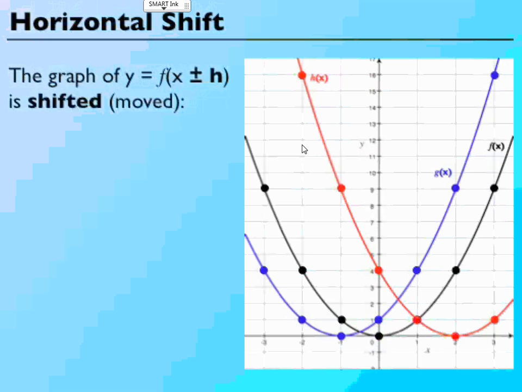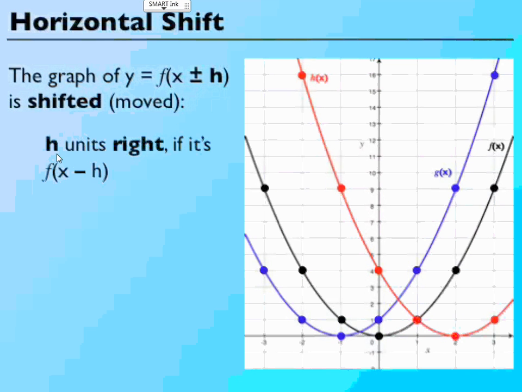Okay, so this is our rule here. The graph of y equals f of x plus or minus h, where the plus or minus h is in the parentheses with the x. It's in there with the x. You might need to add the plus sign in there. I don't believe that made it into your notes. Is shifted in what ways?